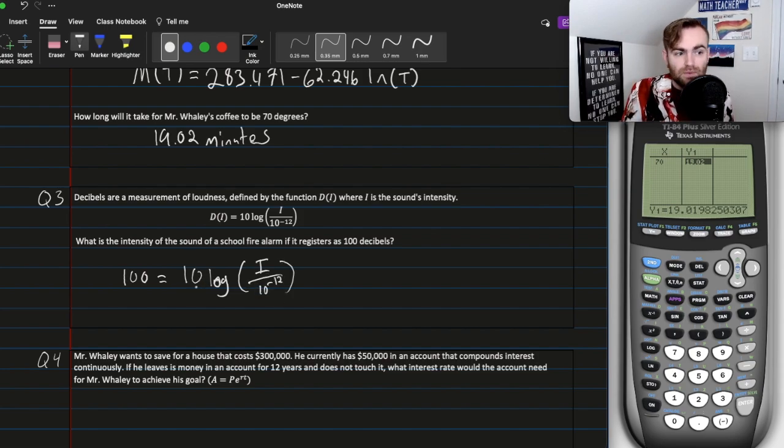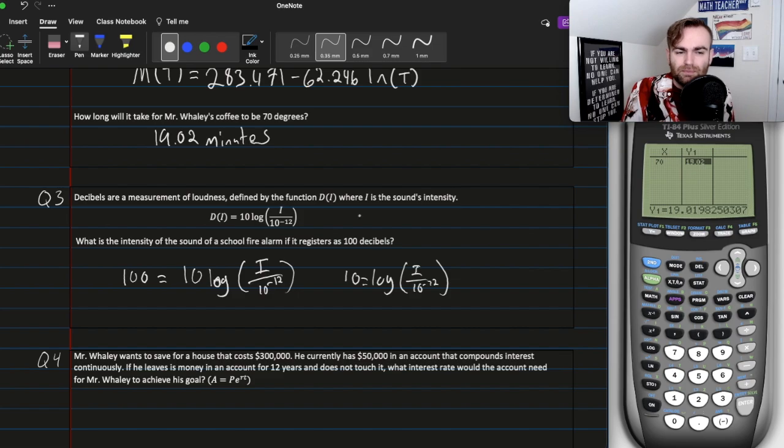So first thing I would do is divide by 10. I get 10 is equal to the common log of I over 10 to the negative 12. And you have some options there. Like you could graph this, you could graph that and see where they intersect. Like that's perfectly fine. I like solving my equations as much by hand.